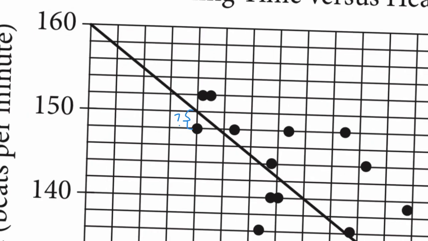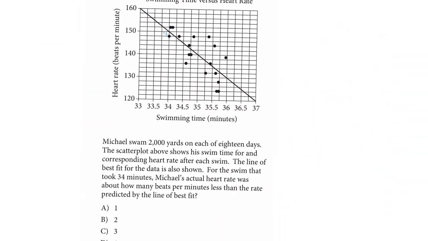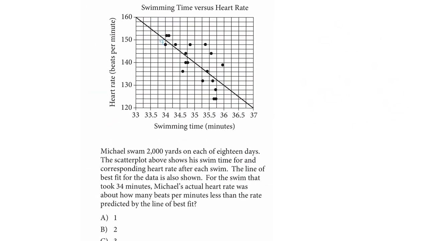Okay, now once again, in case you want to get clear on the wording, the problem says, for the swim that took 34 minutes, also known as this, Michael's actual heart rate, also known as the point, was about how many beats per minute less than the rate predicted by the line of best fit, also known as the line. How many beats per minute less? So what is the difference between the point and the line of best fit?